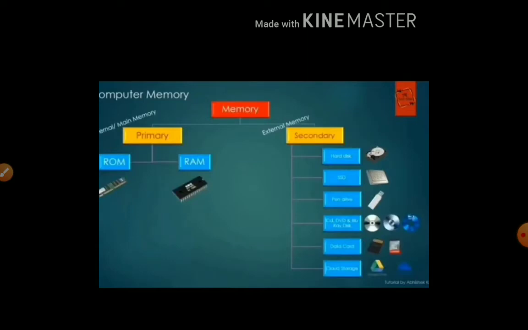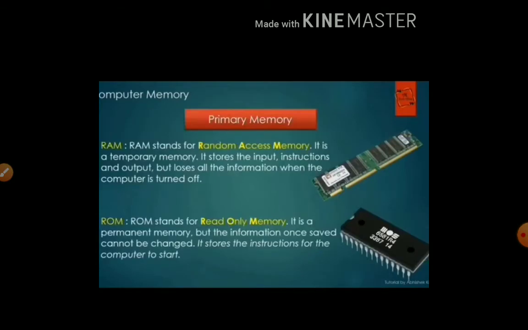Now the memory can be divided into two parts, the primary memory and the secondary memory. Primary memory is also known as main memory or internal memory. The secondary memory is known as external memory. The primary memory is further divided into RAM and ROM. And the secondary memory is further divided into hard disk, pen drive, DVD, data card, cloud computing, cloud storage and many more.